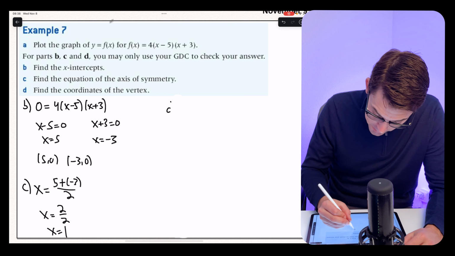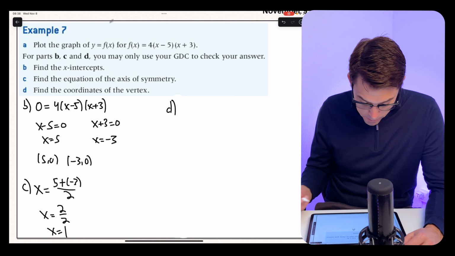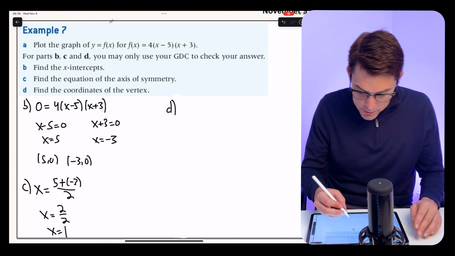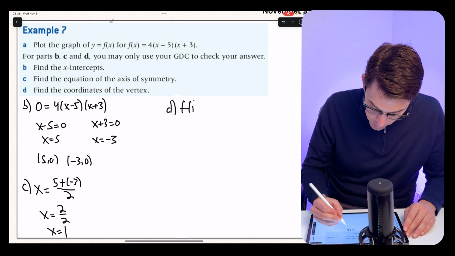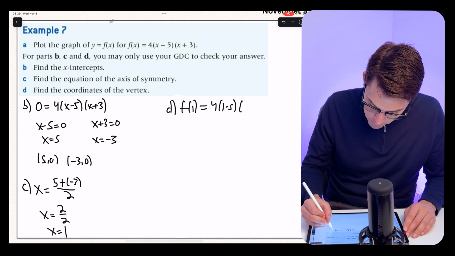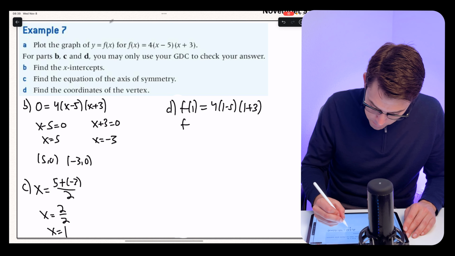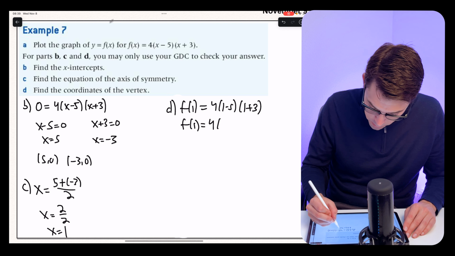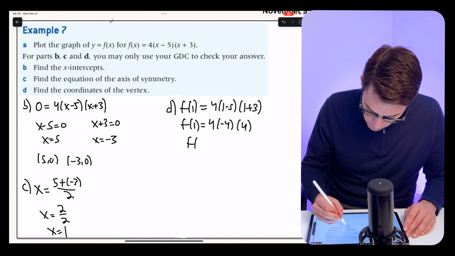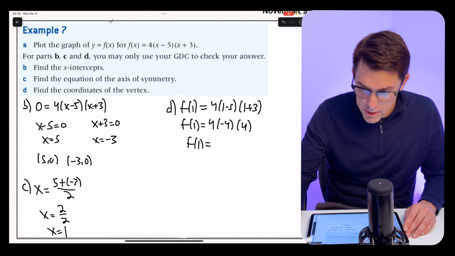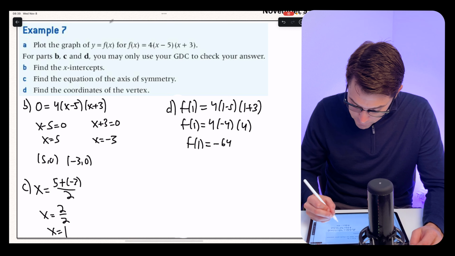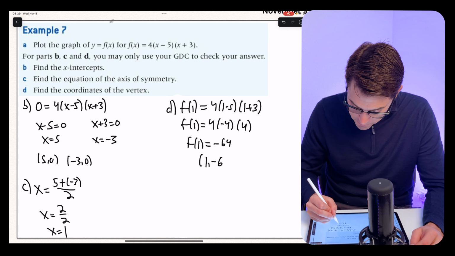So if I go back to D, what are the coordinates of my vertex? Well, I know that my axis of symmetry is also the x-coordinate of the vertex. So if I do f of 1, plugging 1 in for x, I'll be getting 4(1) minus 5 times 1 plus 3. That is going to give me f of 1 is equal to negative 1 times 4. Wow, a lot of 4s. So f of 1 is going to be equal to negative 16 times 4, that's going to give me negative 64. My vertex is (1, negative 64).